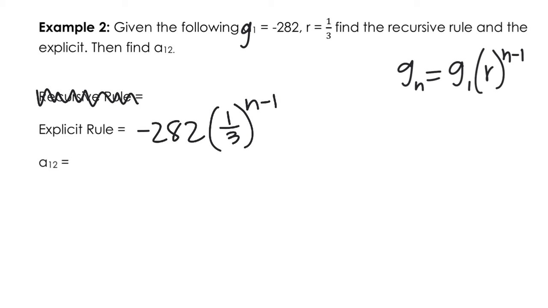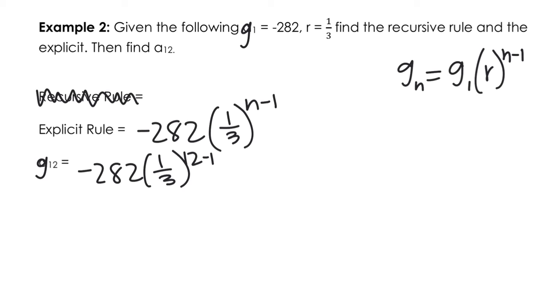When we want to find our 12th term, like it's asking for down here, or G sub 12, A sub 12, whatever you want to say, we're going to plug that 12 into the exponent. So negative 282 times a 1/3 to the 12 minus 1. So I can plug that directly into my calculator. When I type this in the calculator, negative 282 in parentheses, a 1 divided by 3, and then the exponent up there, there's going to be a 12 minus 1, or you could put it as 11, whatever you're feeling. Now, when I hit enter, it's going to give me this long decimal.